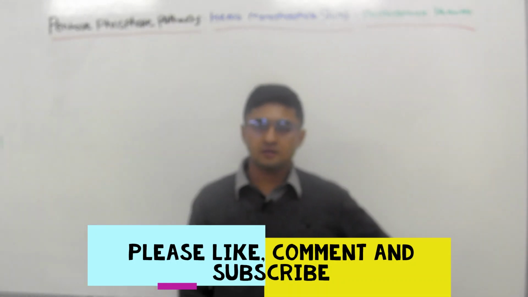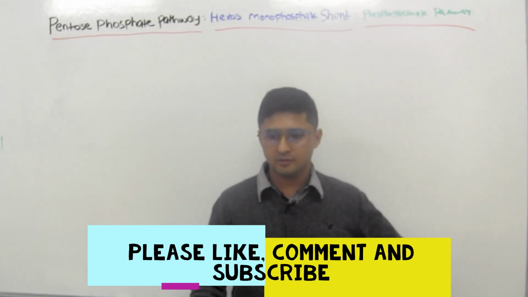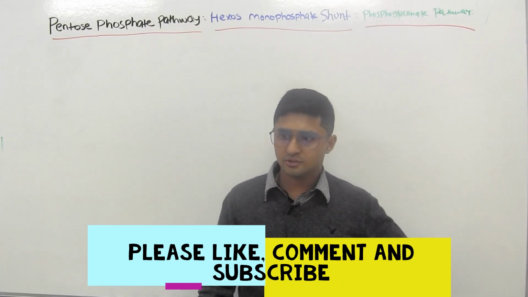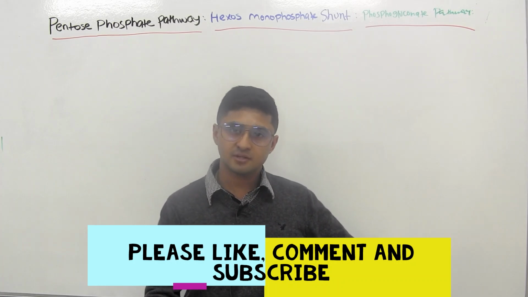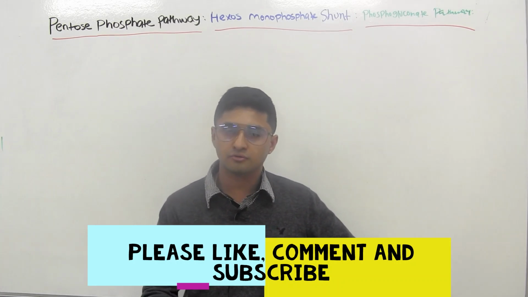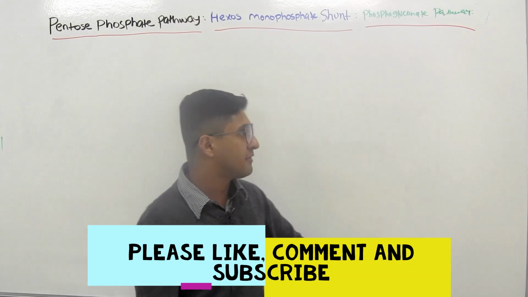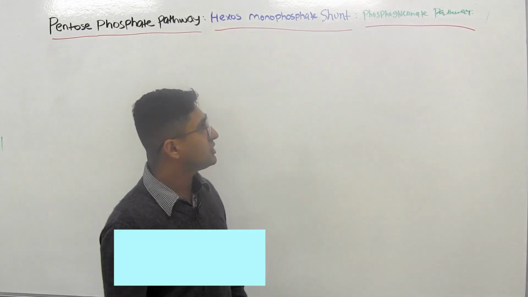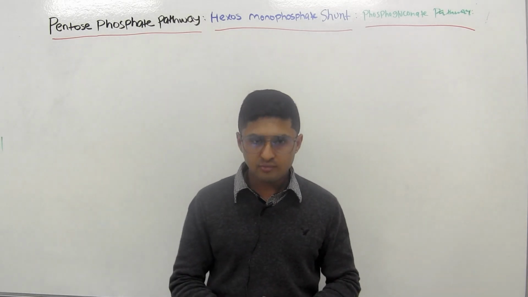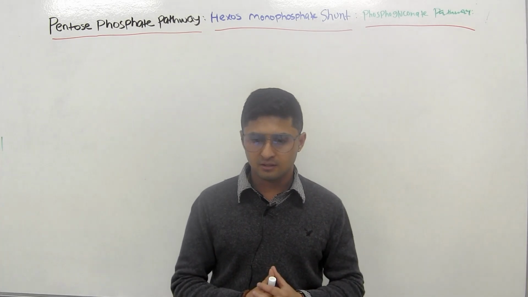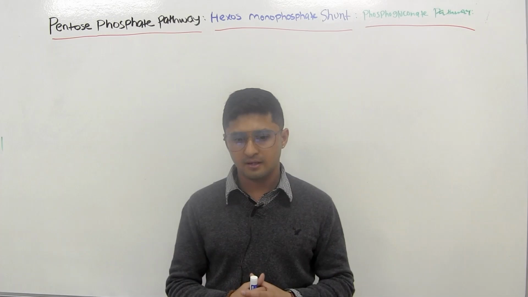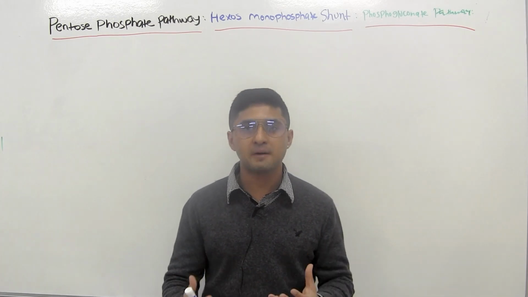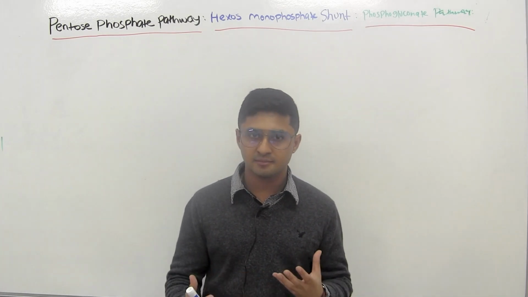Good evening. So today we're going to talk about this pathway, which is called the Pentose Phosphate pathway. There's also another name given for this, which is called the hexose monophosphate shunt, and they also call this the phosphogluconate pathway. So basically, these are the same pathway, just given different names, and this is one of the oldest pathways that we're going to discuss.